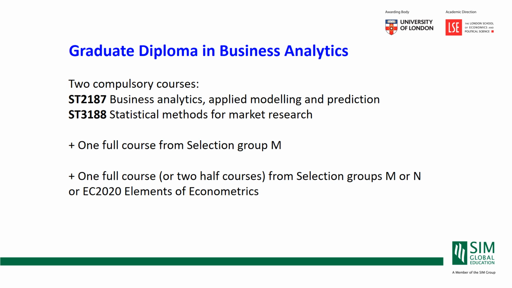And thereafter, students can take one full course from selection group M, and selection group M will consist of courses in management related or business related courses. And the last course is one full course or two half courses from selection group M and or EC2020 Elements of Econometrics.